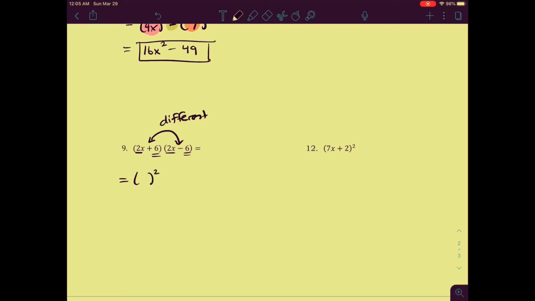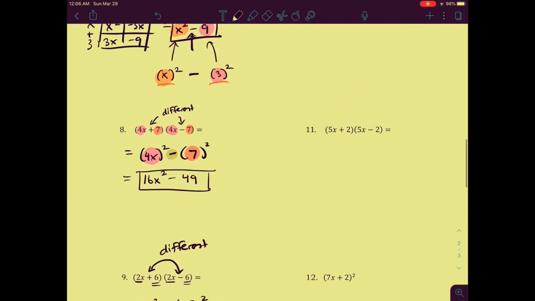And so when I multiply this out, I know all I have to do is take the first term squared minus the second term squared, right? So the first term squared minus the second term squared. 2x times 2x is 4x squared, minus 6 times 6 is 36. And this is your final answer. If you got this right, nicely done. If you made a mistake, just again, be careful and make sure you're learning from your mistakes.